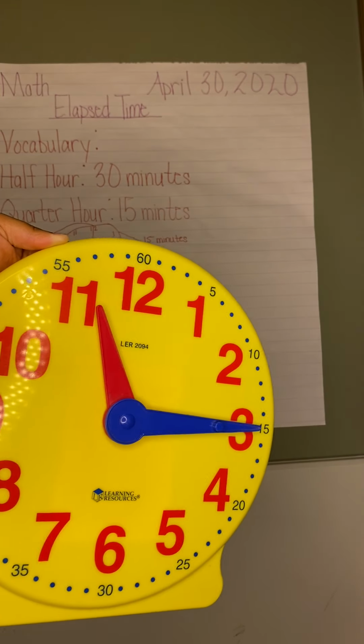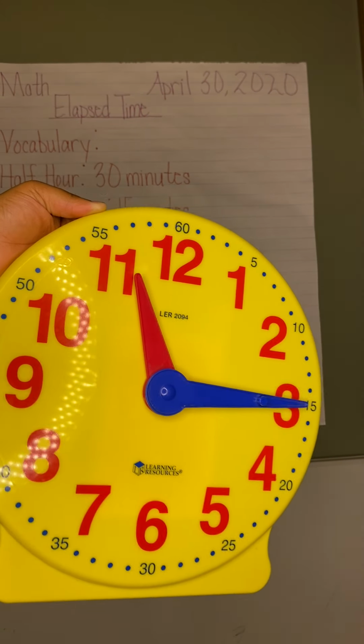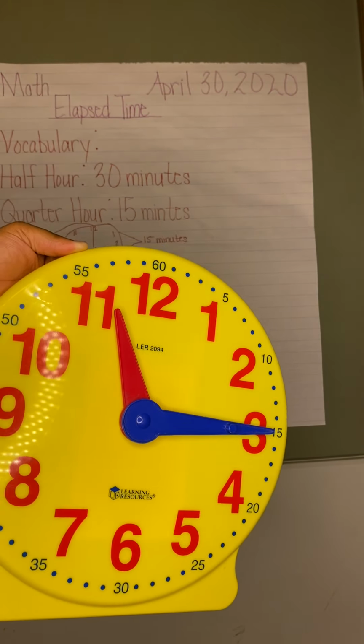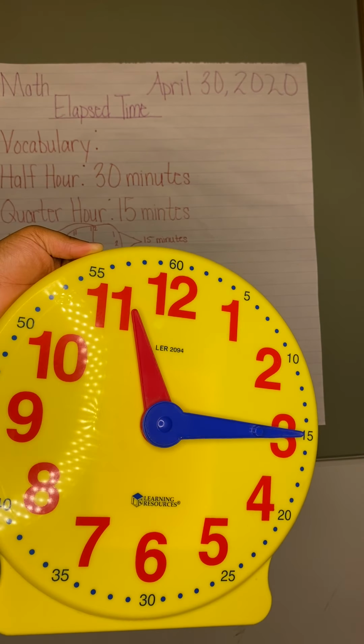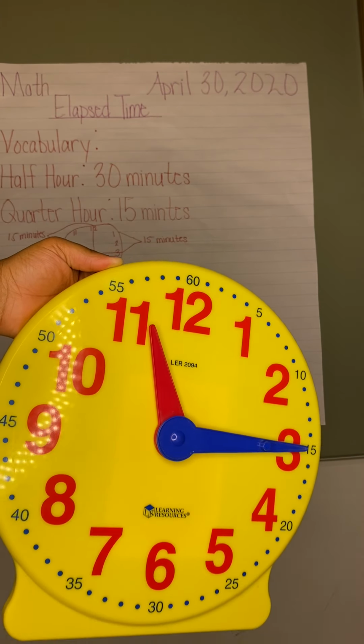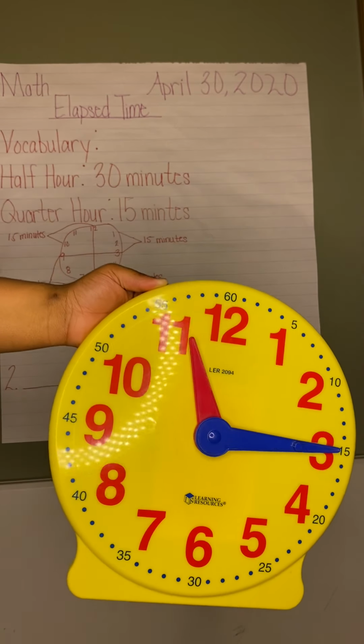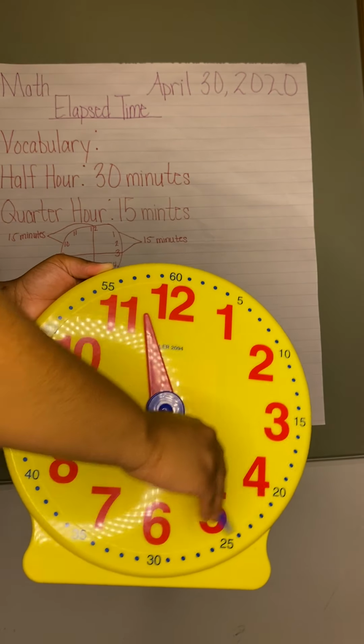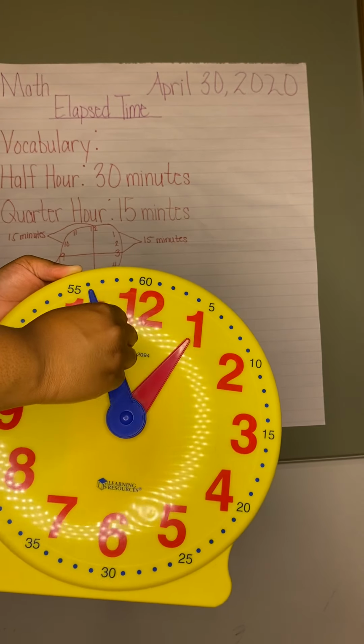Now let's look at number 2. Number 2 says that the starting time is at 2:15 p.m. and the finishing time is at 2:30 p.m. So now let's get our clock on 2:15. I have to now move my clock to 2:15.